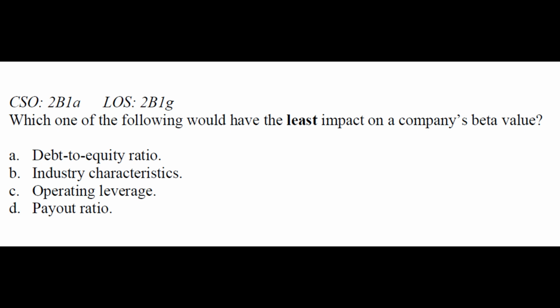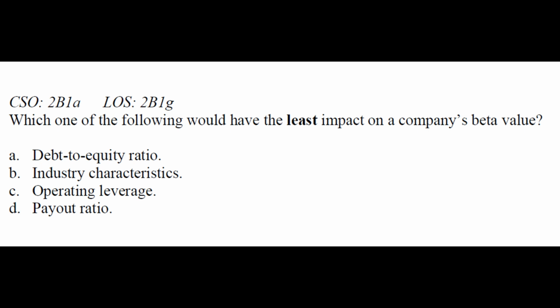Choice analysis. A. Debt-to-equity ratio. Incorrect. Higher financial leverage increases the company's fixed financing obligations, making earnings more volatile and generally increasing beta. B. Industry characteristics. Incorrect. Companies operating in cyclical or high-growth industries typically have higher systematic risk and therefore higher betas than firms in stable industries.